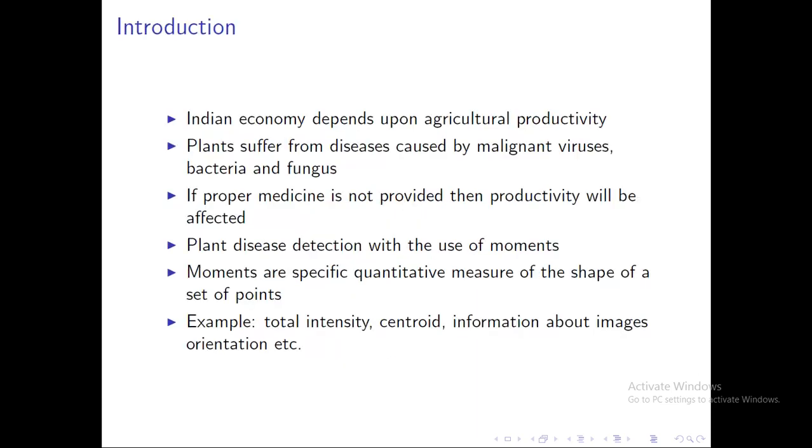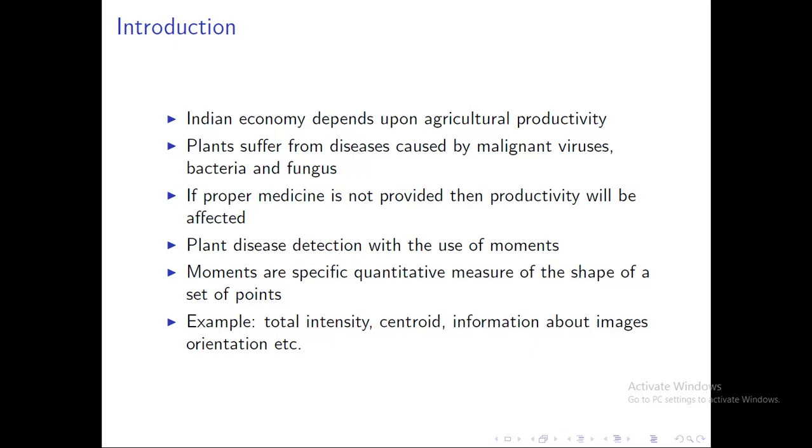As we all know, the Indian economy highly depends upon agricultural productivity, so it is important to protect agriculture and plants from various diseases. Plants mainly suffer from diseases caused by malignant viruses, bacteria and fungus, and if proper medication is not provided at the proper time, then quantity, quality and productivity will be affected.